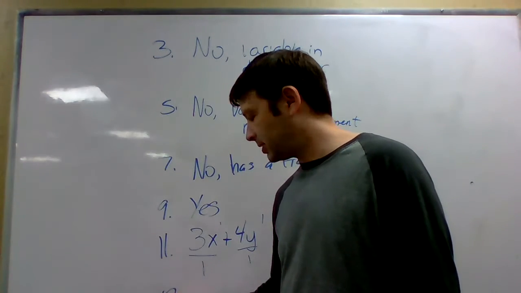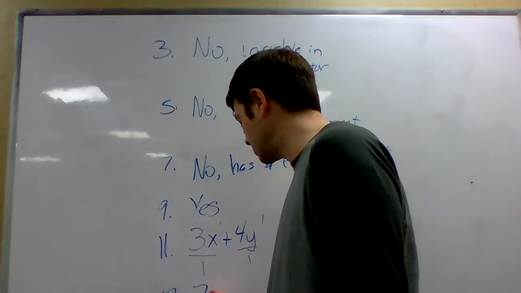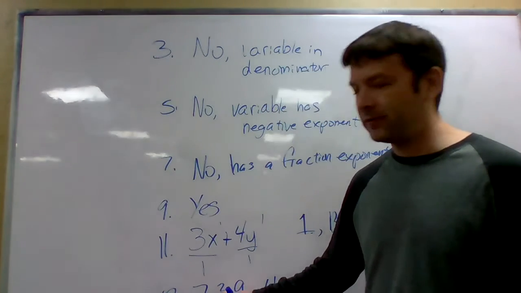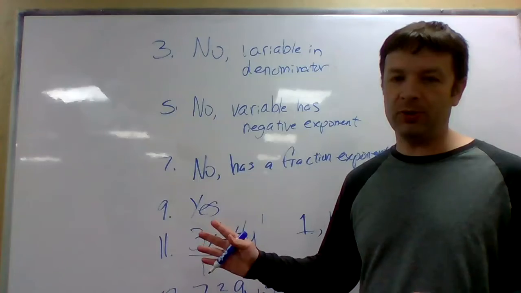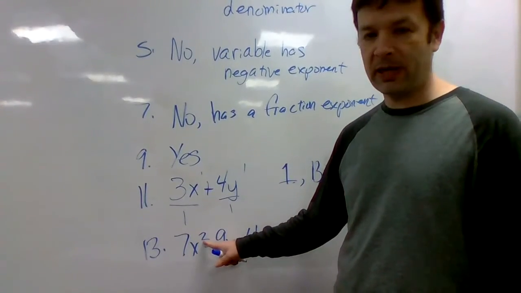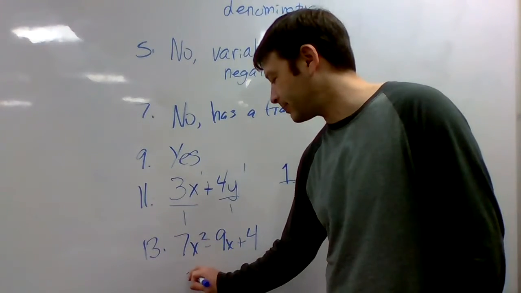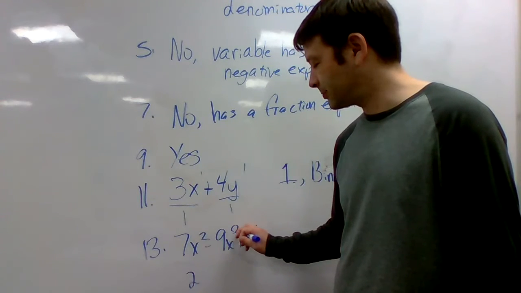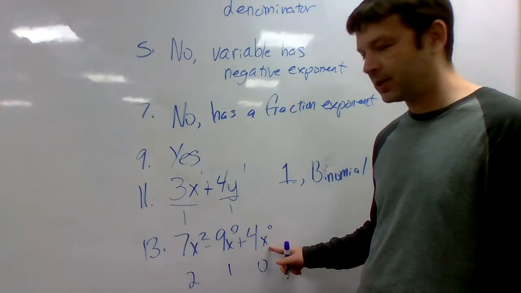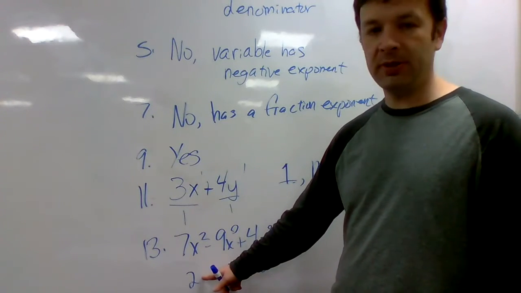Okay, 13. 13 says 7x squared minus 9x plus 4. What's the power on the first term? Usually if they put it in the normal order, the first term is going to have the highest power, and that's going to be the degree of the polynomial. So x is to the second power, this one is to the first power, this one is the 0 power, because there's no x. So the second power is the biggest, so the degree is 2.